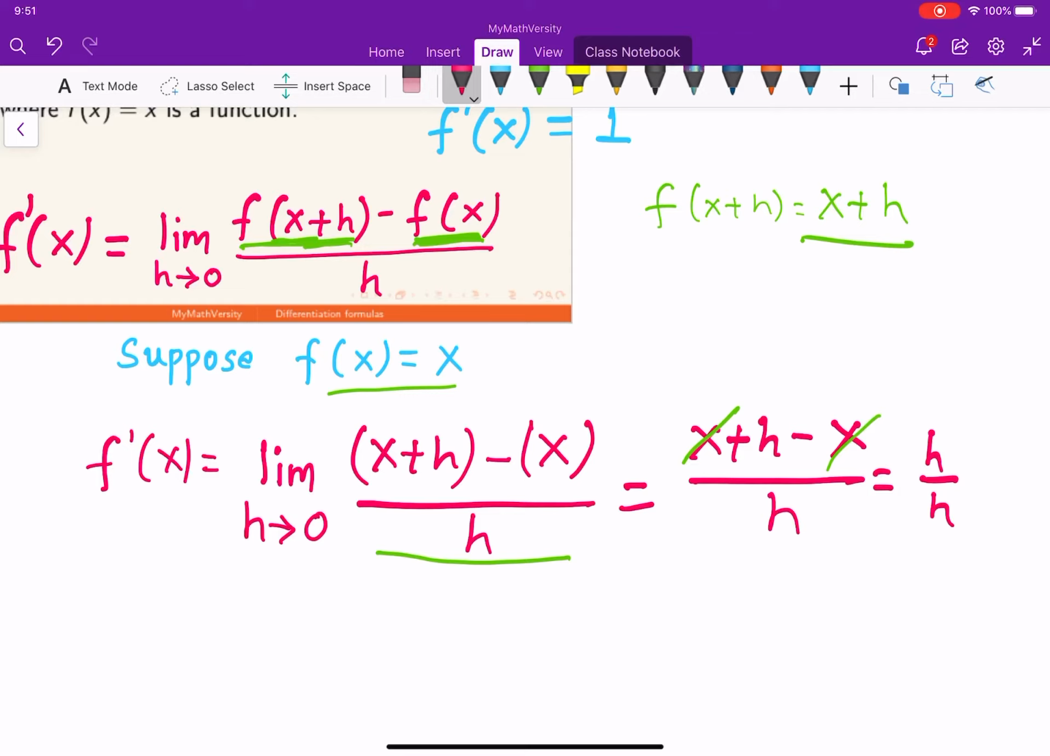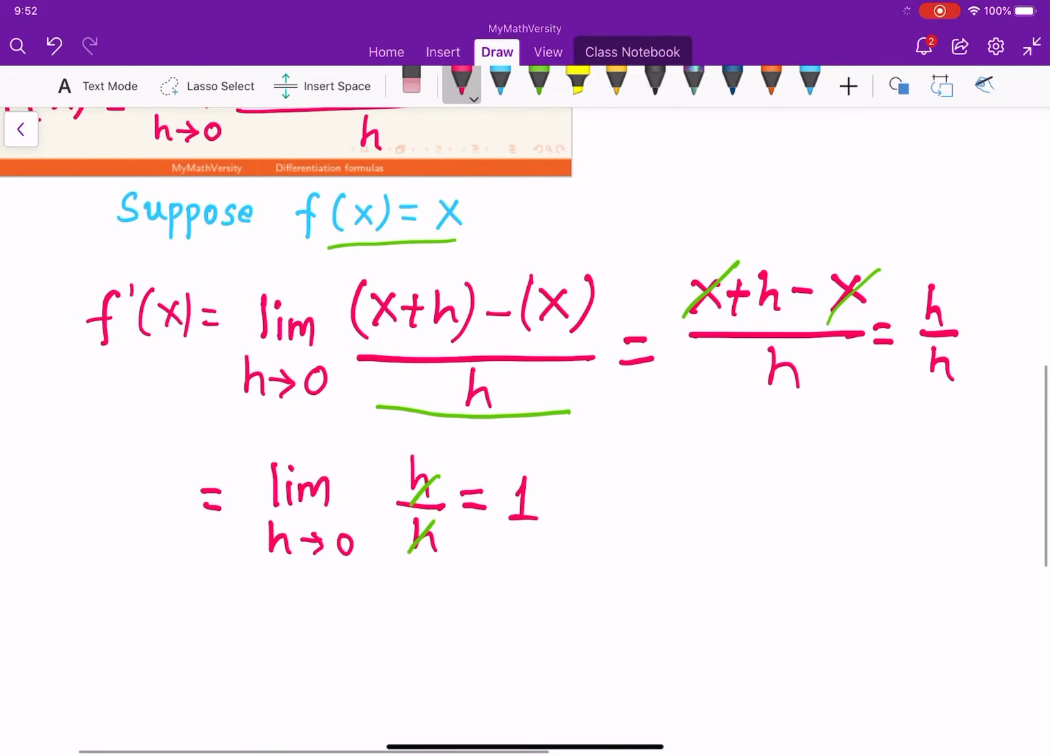So our goal is to take the limit of this expression h over h. But when h gets closer and closer to 0, the numerator also approaches 0 and the denominator also approaches 0, so it's an indeterminate form. What do we do when we have an indeterminate form? We try to see if we can cancel out the common factor. In this case, yes, we can, because h is getting closer and closer to 0 in the denominator, and the numerator is also approaching 0. So we can cancel the common factor, and when we do that, this is just equal to 1.